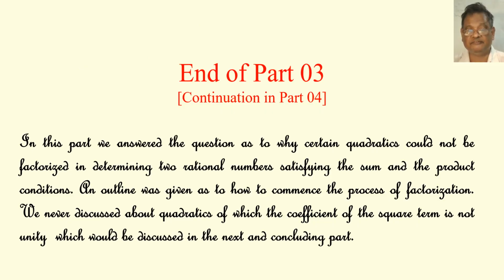This is the end of part 3. In this part, we answered the question as to why certain quadratics could not be factorized in determining two rational numbers satisfying the sum and product conditions. An outline was given as to how to commence the process of factorization. We never discussed quadratics of which the coefficient of the square term is not unity, which we will be discussing in the next and concluding part.